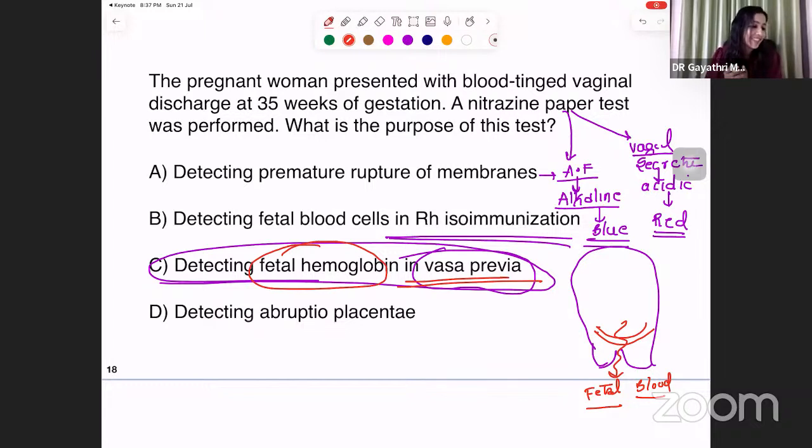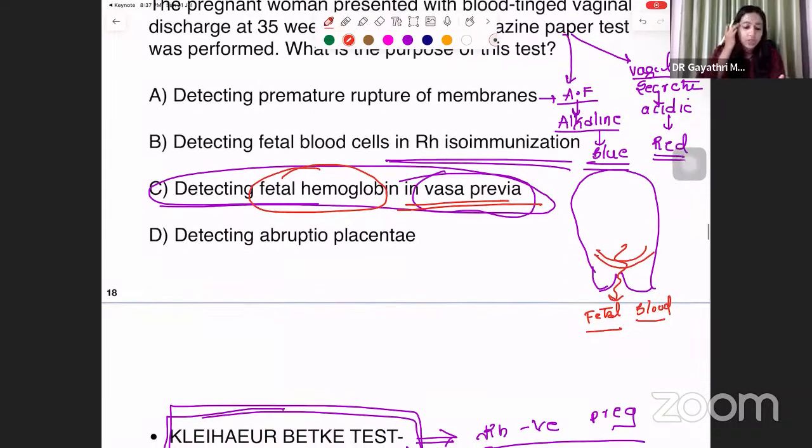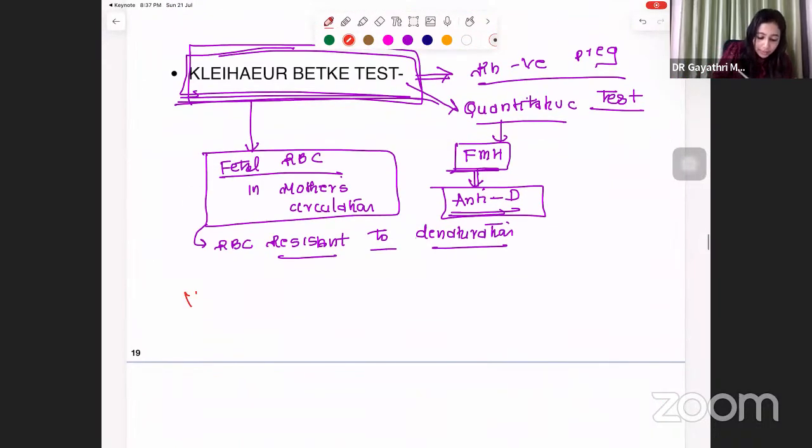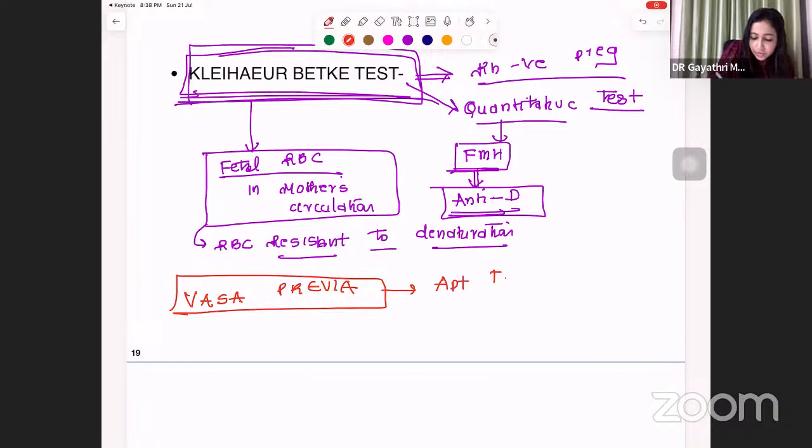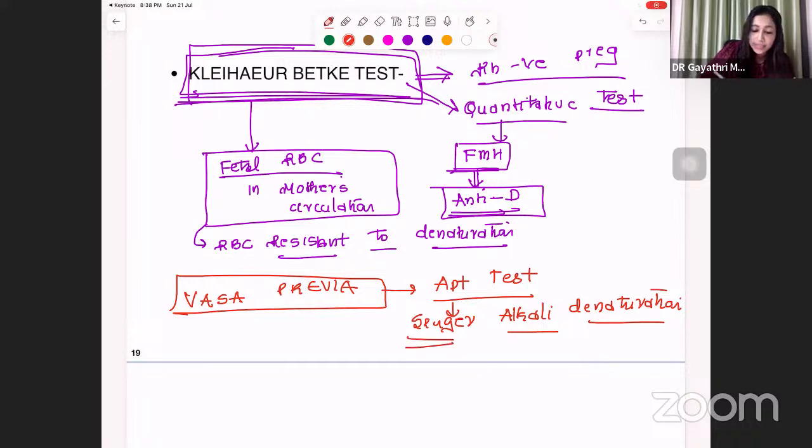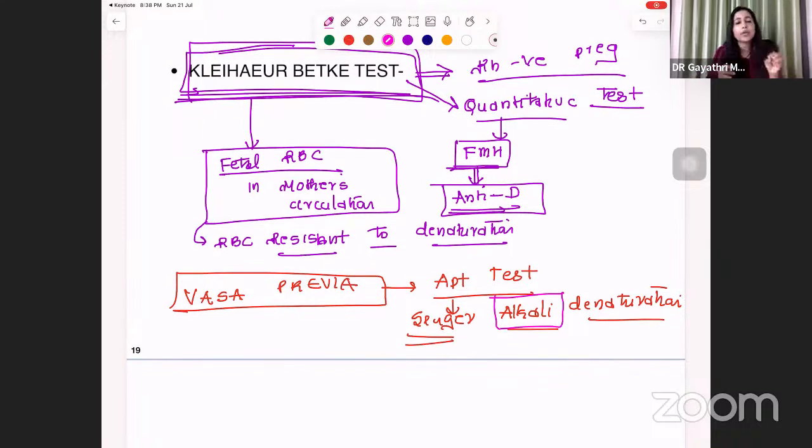It is your Apt test, which is also known as the alkali denaturation test. So you have your Apt test for vasa previa. This basically uses an alkali as the medium. Again, this alkali will denature the mother's RBCs, but not the fetal RBCs.